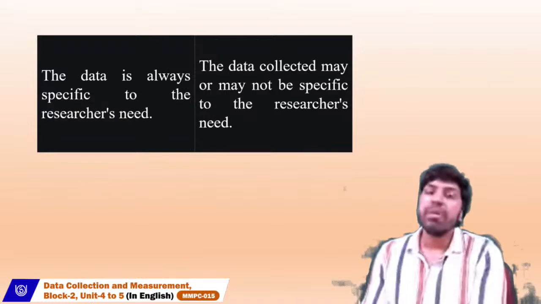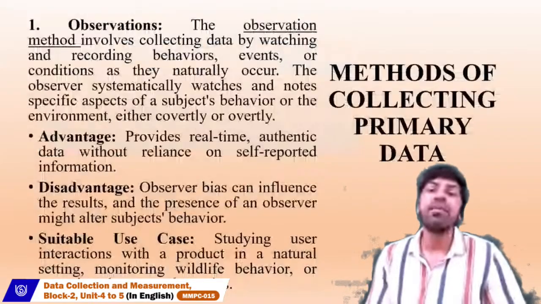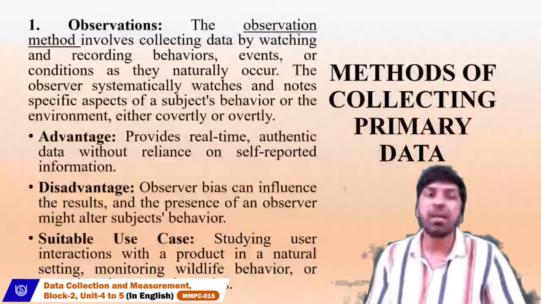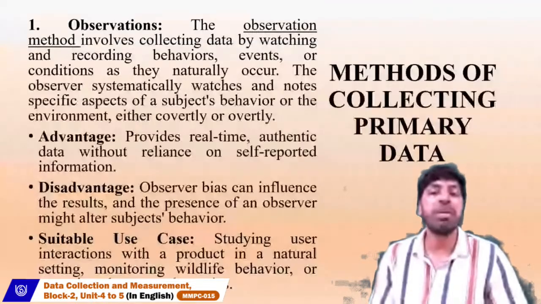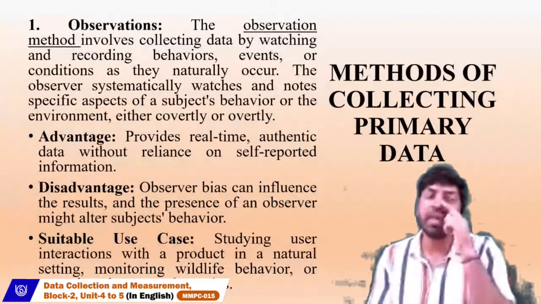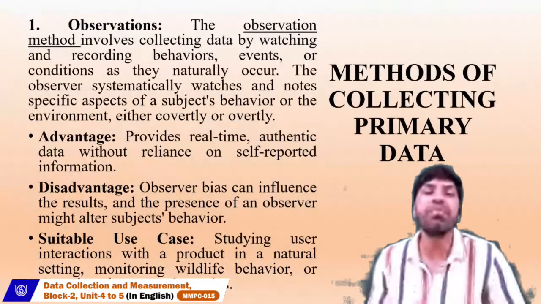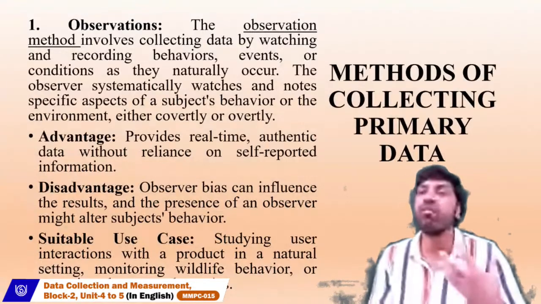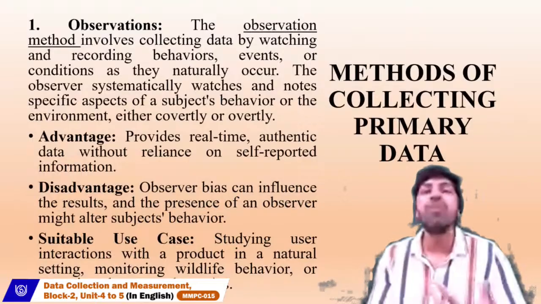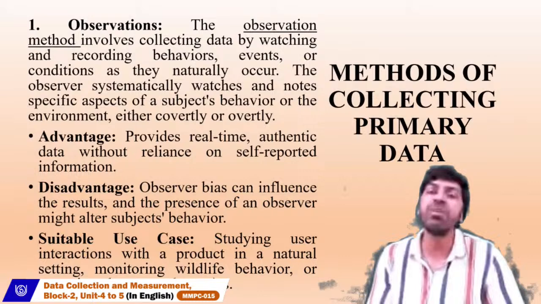Now we can come to the next section, which is one of the most important parts: the methods of collecting primary data. The first method of collecting primary data is observation. In simple terms, observation is the process of collecting data by watching, observing, and recording behavior, events, and conditions which occur naturally in nearby surroundings.